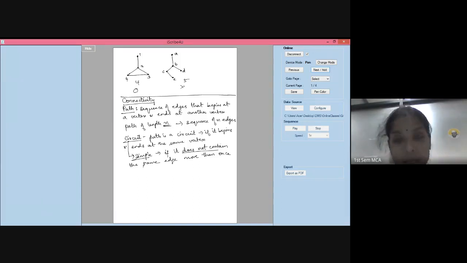Path of length n. What does n mean? Every path is going to have a certain length. So a length n means it is going to have n edges. That number of edges is nothing but the length of that particular path.